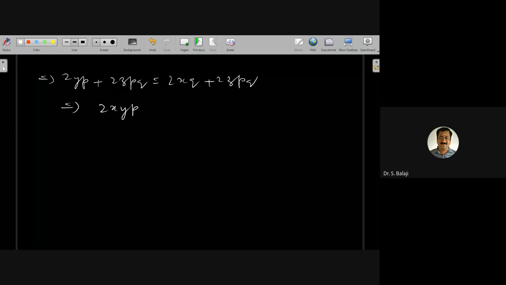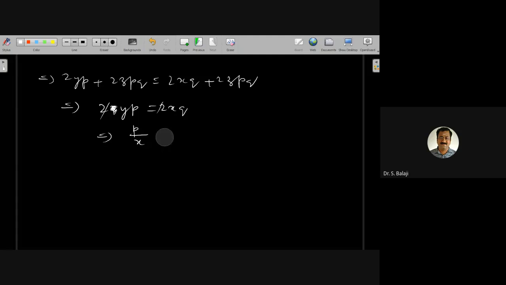Therefore we get 2yp minus 2xq equals 0. Your differential equation is p by x minus q by y equal to 0. Or in any manner you can write it here: py minus xq is equal to 0.